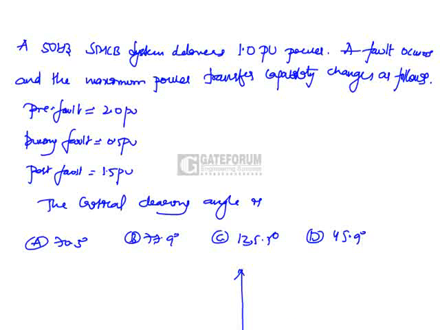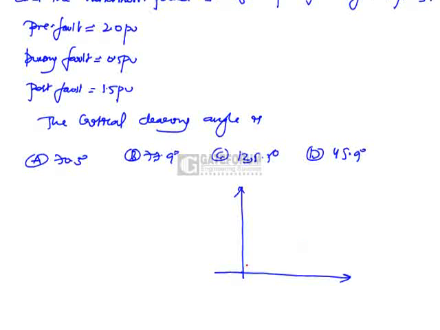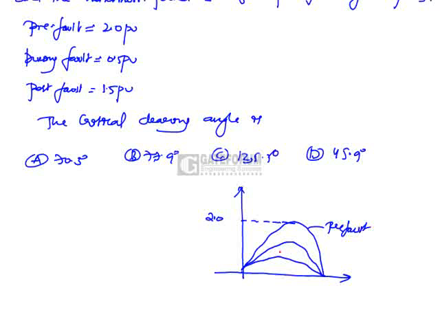Now there are three different conditions. Let us take this one as the pre-fault case, this is the during-fault case, and this is the post-fault case. How can we recognize this? Based on the maximum power. Pre-fault, it is 2.0, so this is pre-fault. During fault it is only 0.5 per unit, whereas post-fault we have around 1.5 per unit.